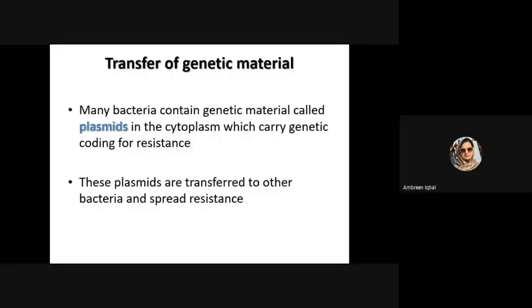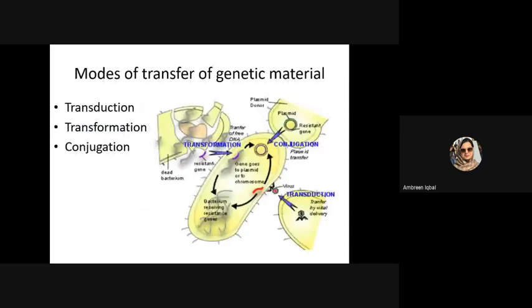In any population of bacteria, there are a few resistant strains present. So when a sensitive organism is destroyed by the antibiotic, the resistant mutants freely multiply. They are very naughty, and they continue to multiply and do not respond to those antimicrobial agents. Many bacteria contain genetic material called plasmids in their cytoplasm, which carry the genetic coding for resistance. These plasmids are transferred to other bacteria, and they spread the resistance. There are different modes of transfer of genetic material. You have already studied in biology: transduction, transformation, and conjugation.